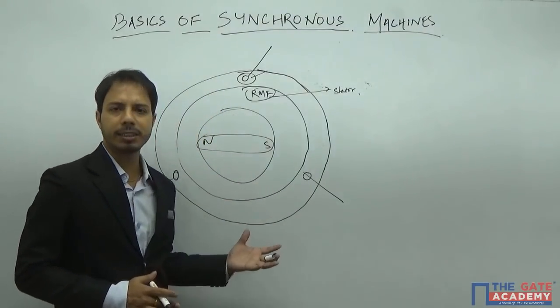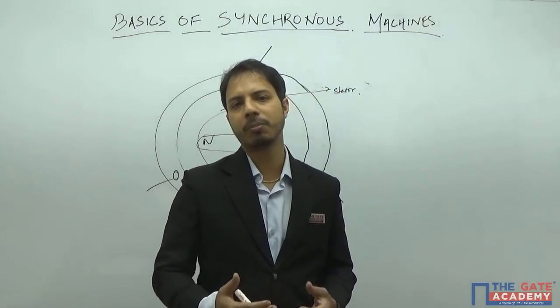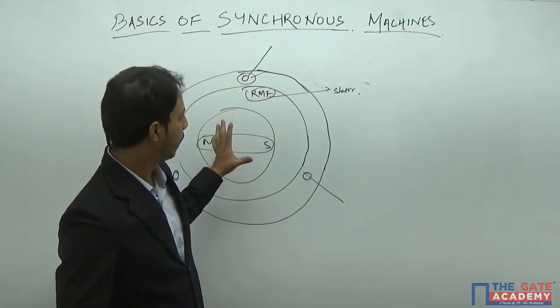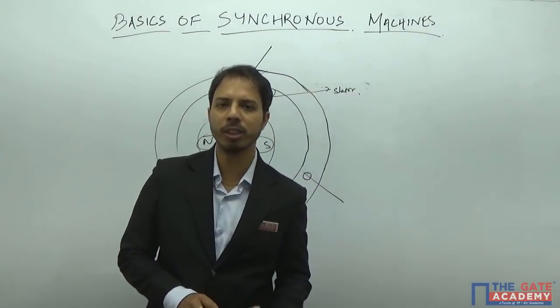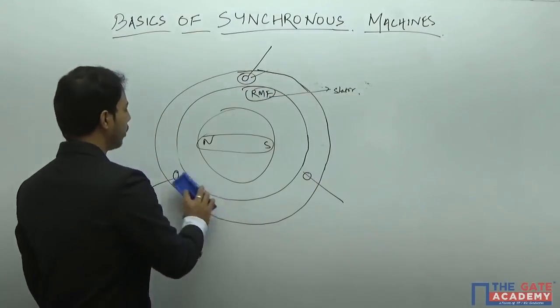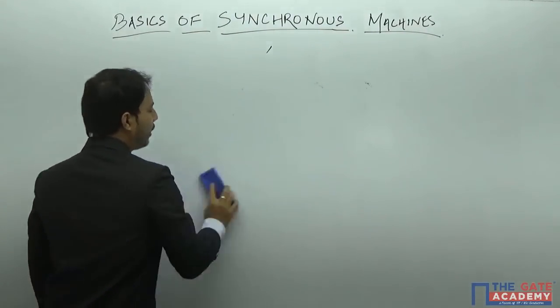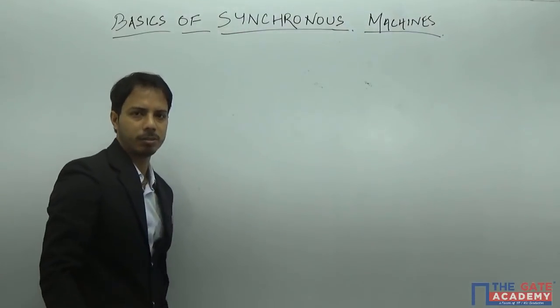So we'll start it as an induction motor, but later we'll give the excitation and make the magnetic locking, and the rotor will rotate at a similar speed to the rotating magnetic field of the stator. Okay, so this is the basic principle, or a basic way in which we can visualize the synchronous machines.